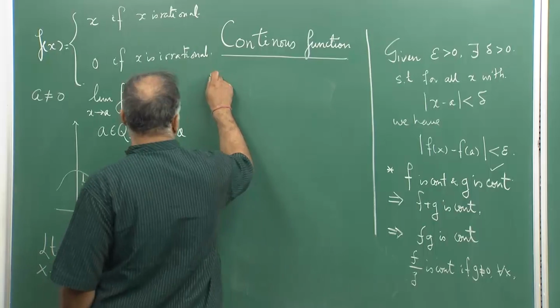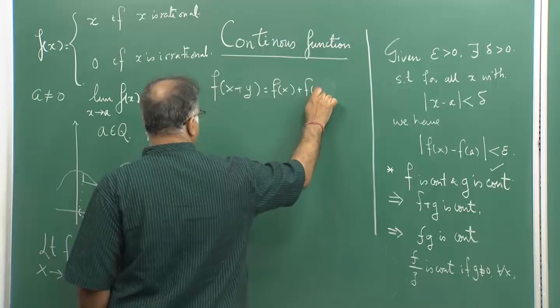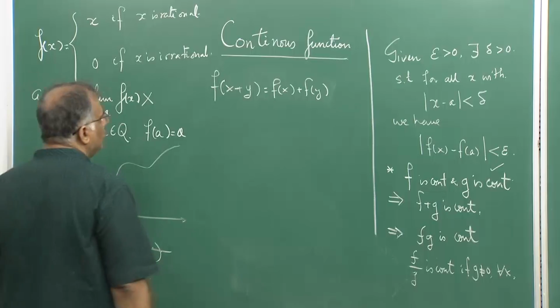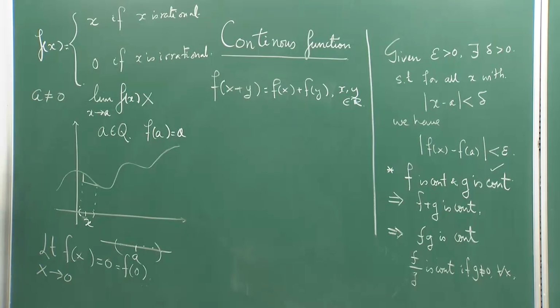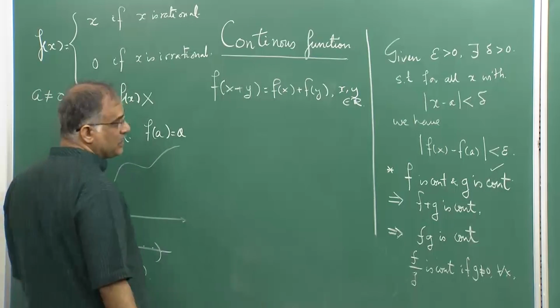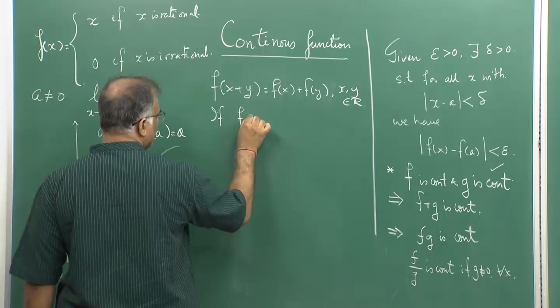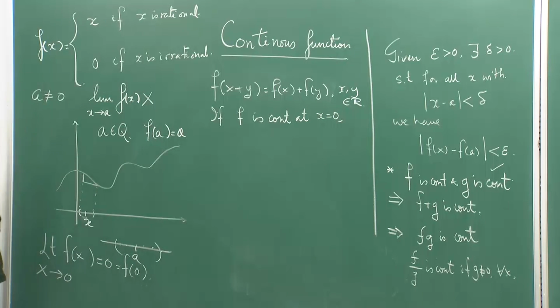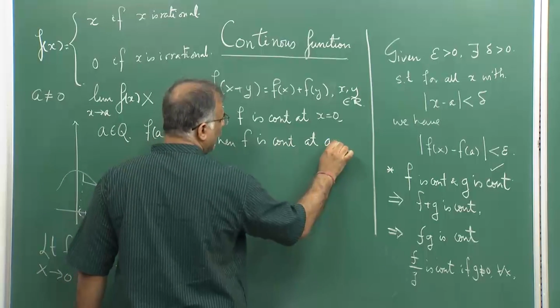So, suppose a function is such that f(x + y) is f(x) + f(y). The function is from R to R and satisfies this property, which is called the additivity property. This is true for whatever x, y you take in R; this will always hold. For example, take the line f(x) = x, or f(x) = 3x, 4x; this will happen. Now, if f is continuous at x equal to 0, then this is actually a linear function, then f is continuous at any a element of R.